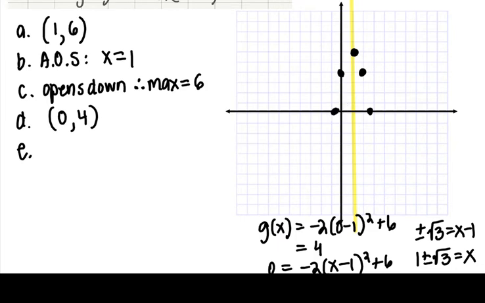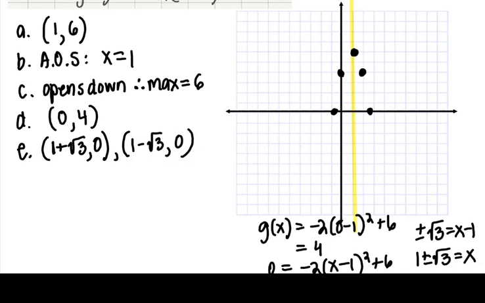Let me just delete that. There we go. Something like that. Okay. So we've got 1 plus the square root of 3, 0. And we have 1 minus the square root of 3, 0. And those are exact values. And then we've got our 1-3-5 rule. So now we can graph it. So we're going to graph with our 1-3-5 rule.